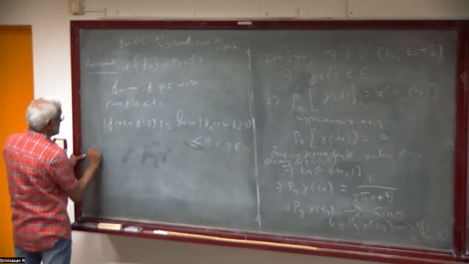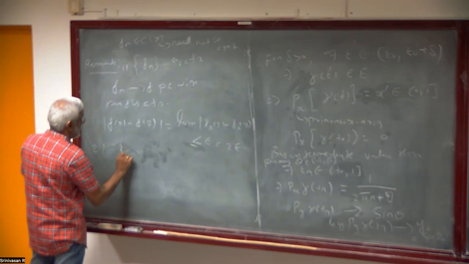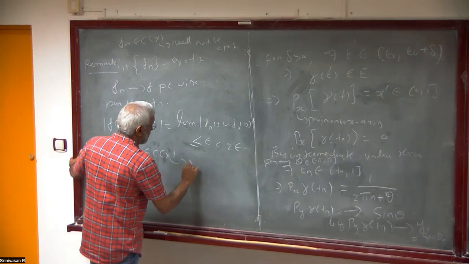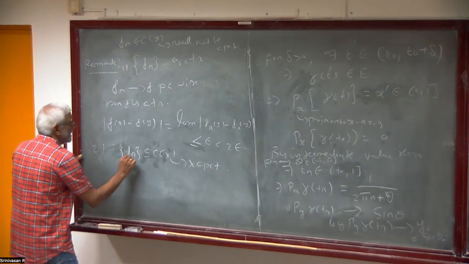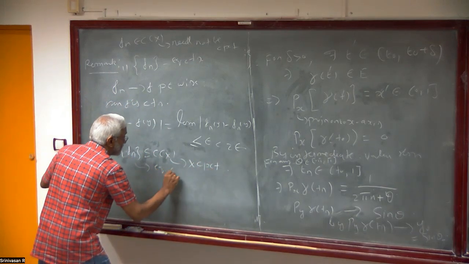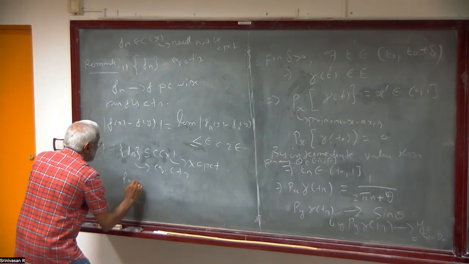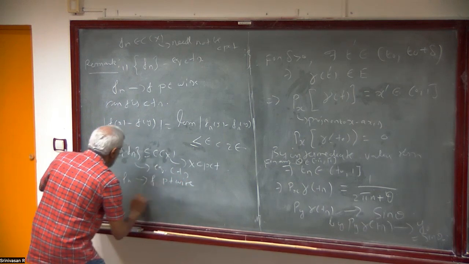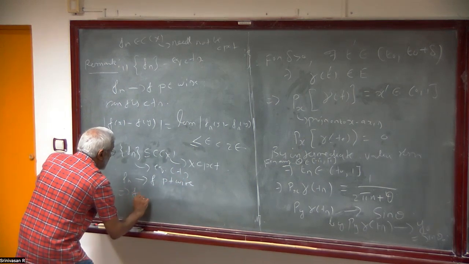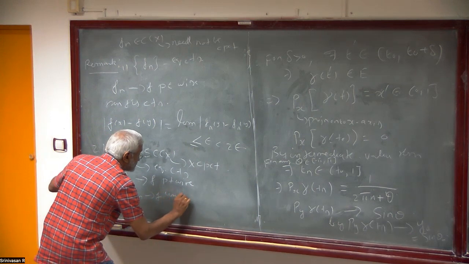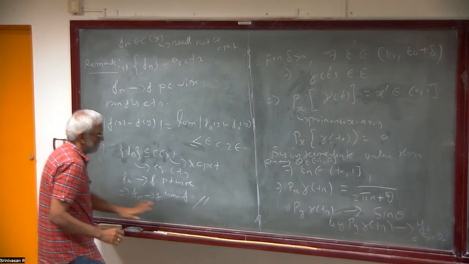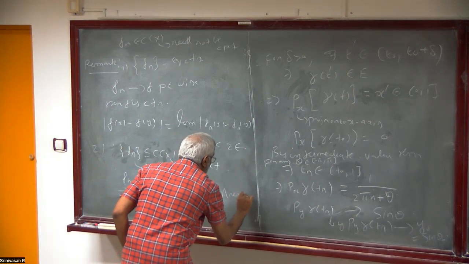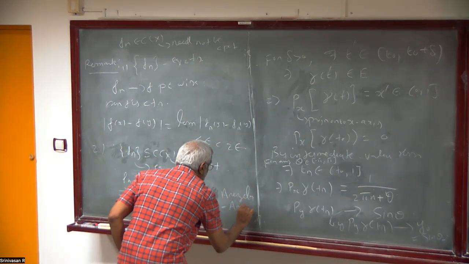So another remark is, if f_n is in C(X), where X is compact, and it is equicontinuous, and f_n converges to f pointwise, this implies f_n converges to f uniformly. It will follow from the theorem, Arzela-Ascoli, whatever we are going to prove.